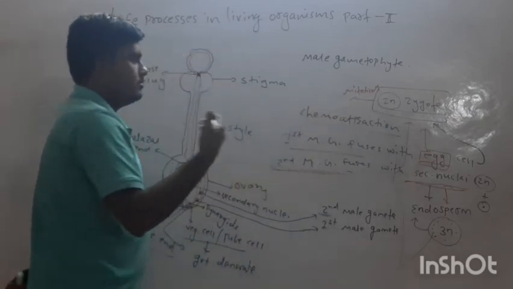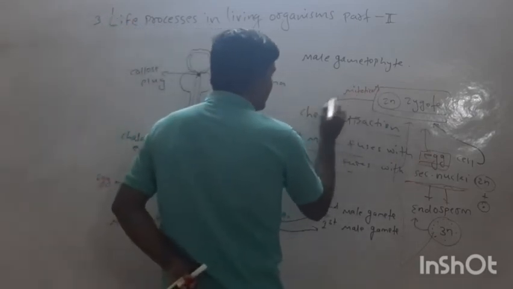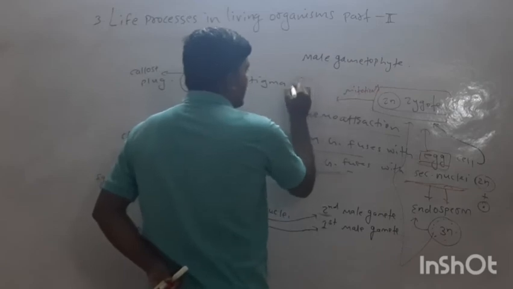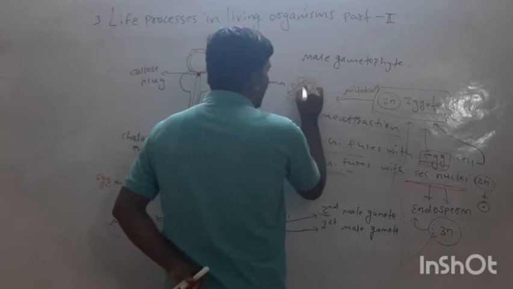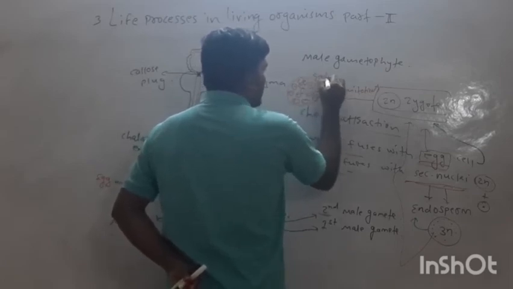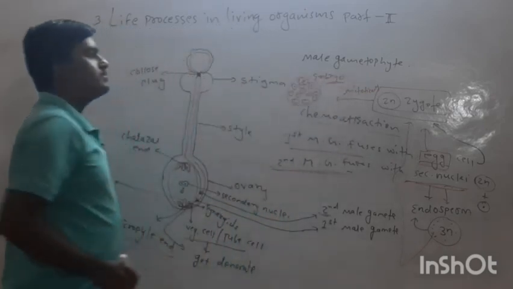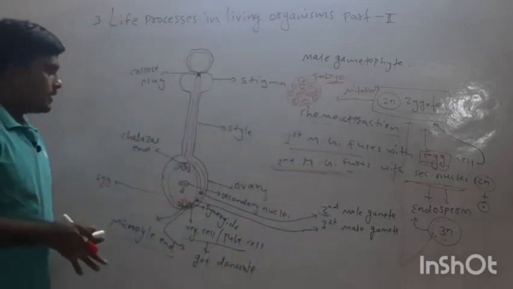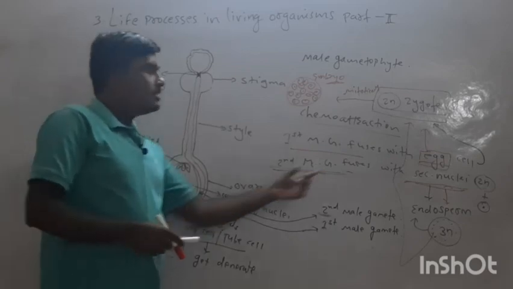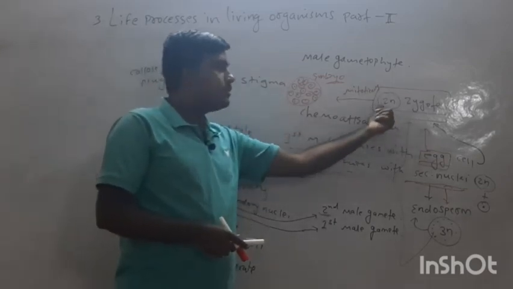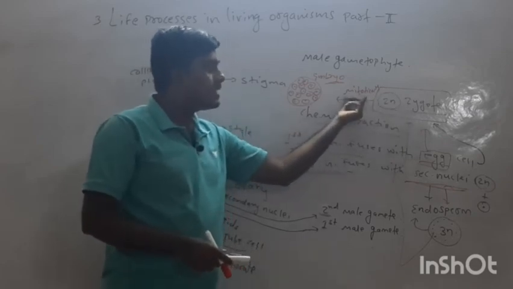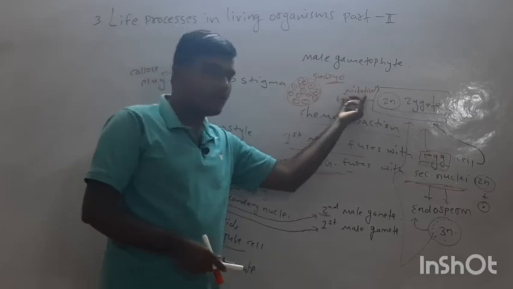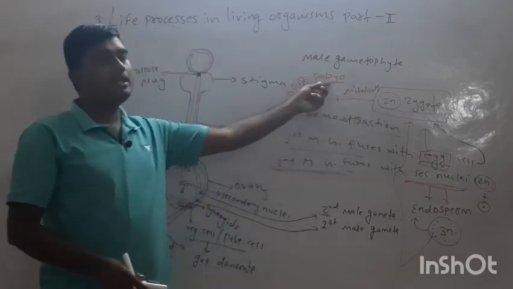divides a number of times and forms a number of zygotic diploid cells, which is called an embryo. This is called embryo. After the fertilization of first male gamete, there is formation of zygote, which is diploid in nature. In this diploid zygotic cell, many mitotic divisions occur. After that, there is formation of embryo.